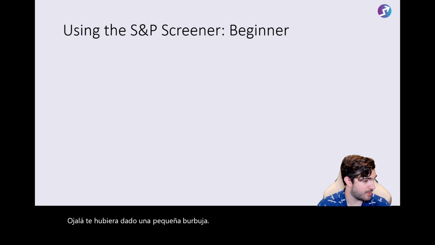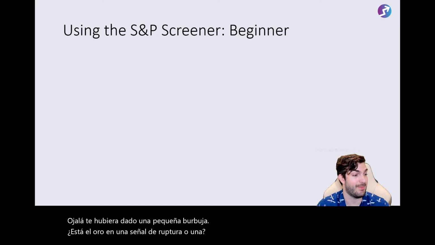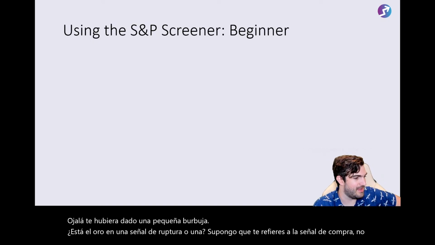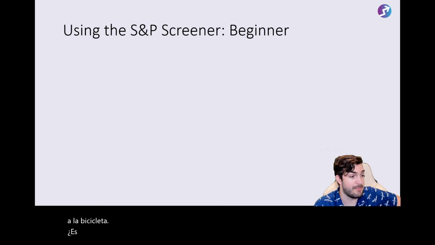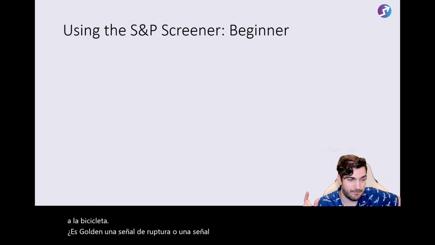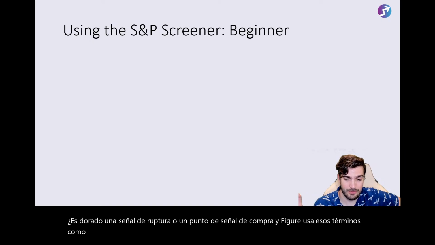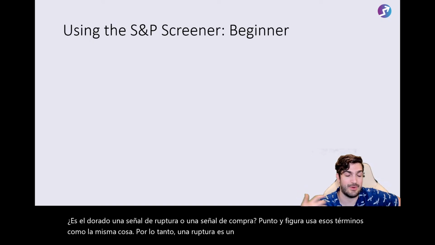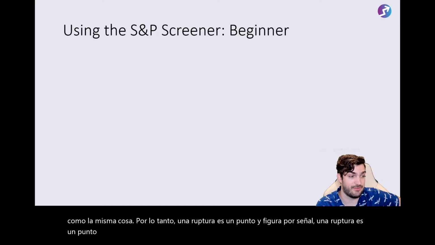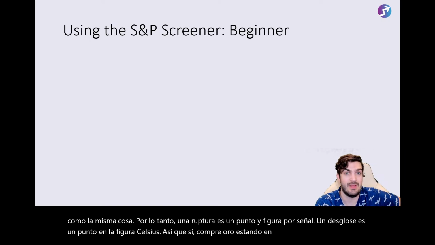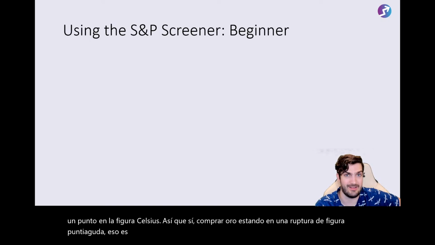Is gold in a breakout signal, or I'm assuming you mean buy signal, not bicycle. Is gold in a breakout signal or a buy signal? Point and figure uses those terms as the same thing. So a breakout is a point and figure buy signal. A breakdown is a point and figure sell signal. So yes, by gold being on a point and figure breakout, that is a point and figure buy signal.